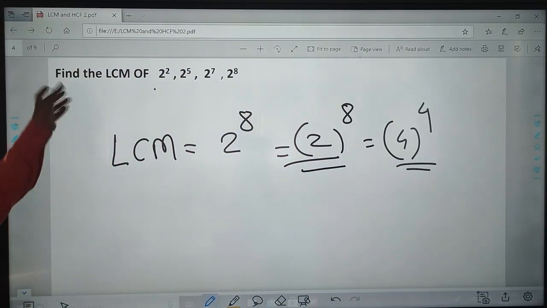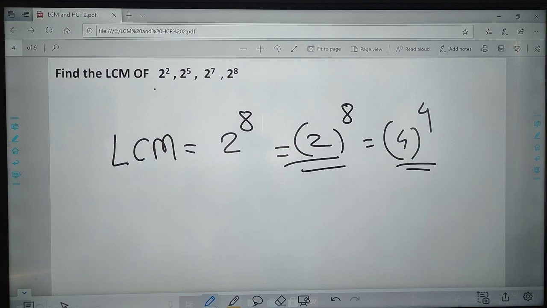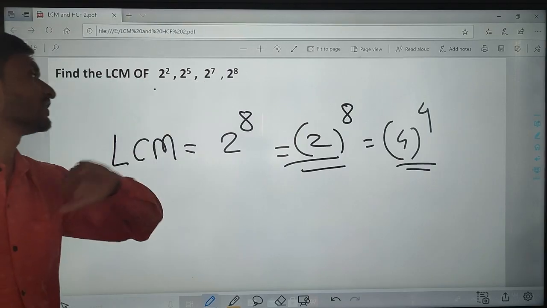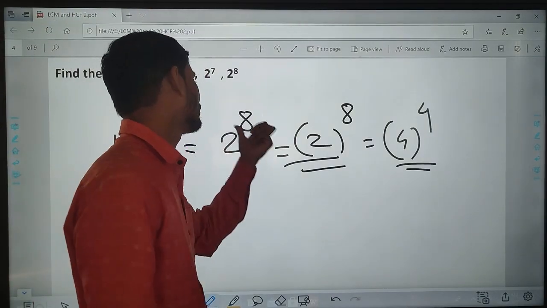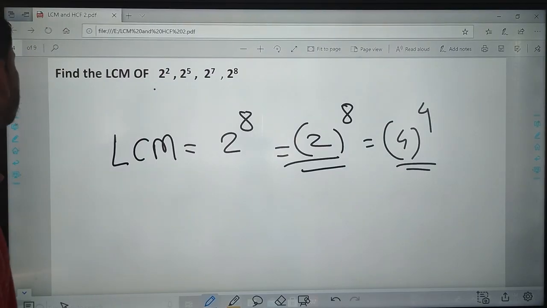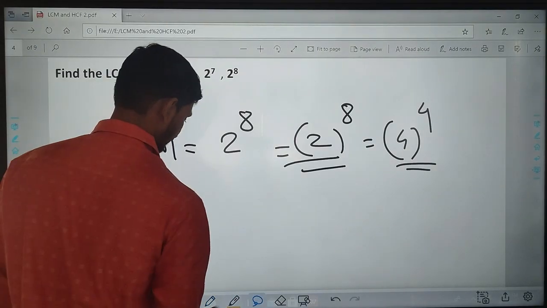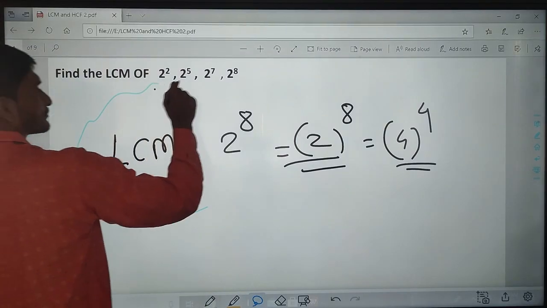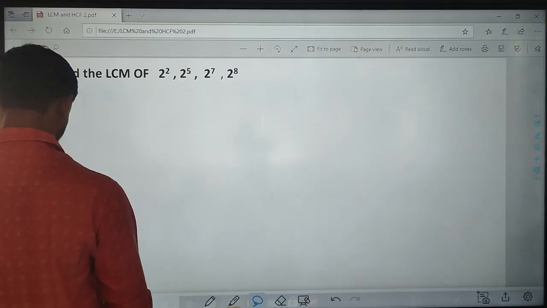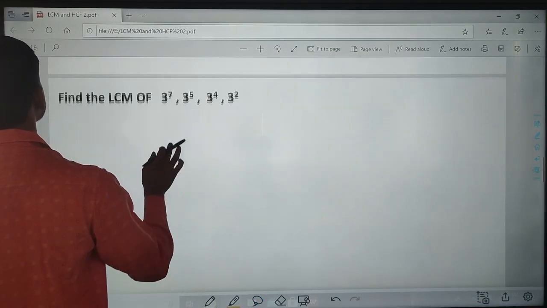For LCM we take the base 2. For LCM we take the highest degree of these 4. Then the highest degree of these 4 is 8. Then 2 raised to 8, that is 4 raised to 4. This is your answer. Now next.